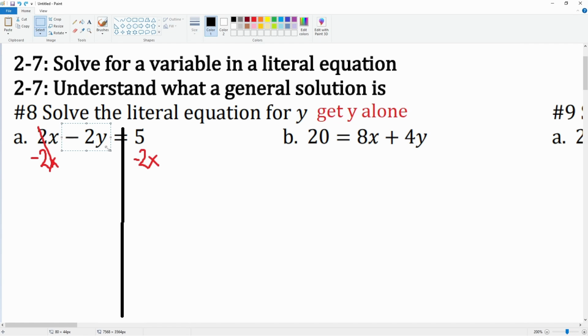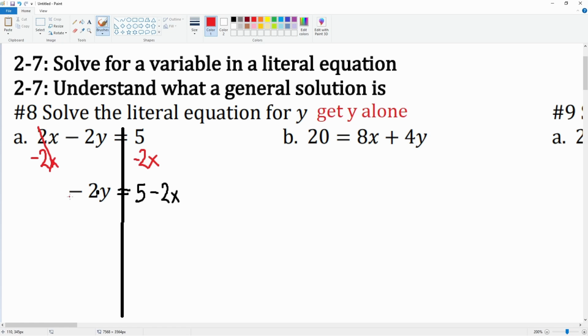Then we want to bring down the equal sign, and then write exactly what we have. We just have a 5 minus 2x. These two cannot combine. One's a variable, the other one is a constant term. How do we get y alone? Please notice this negative 2 is attached via multiplication to the y. So this can be read as negative 2 times y.